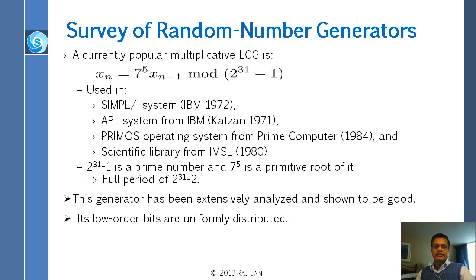This is x_n = 7^5 x_(n-1) mod (2^31 - 1). This is a multiplicative LCG, as you can see. It is used in Simple One in IBM computers, the APL system in IBM, Primos from Prime Computers, and the scientific library IMSL. The reason it is used is because 2^31 - 1 is a prime number, and 7^5 is a primitive root of it, and it gives you the full period.